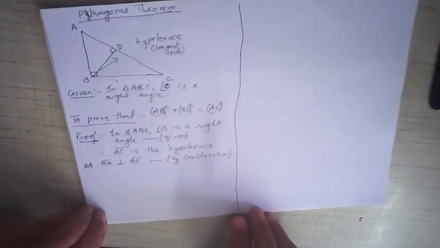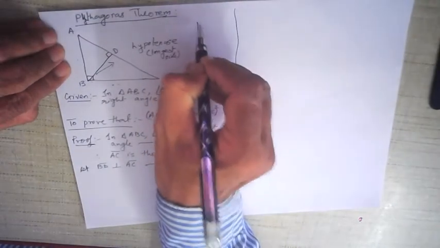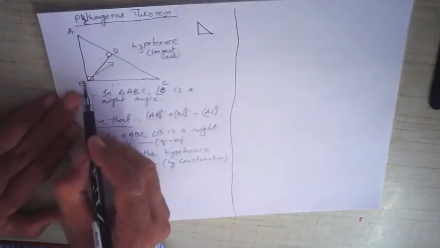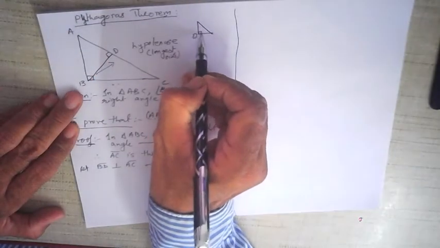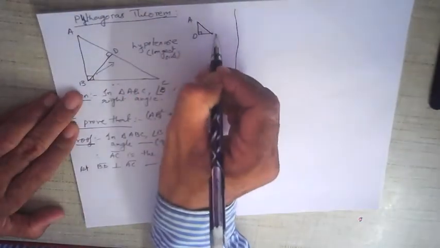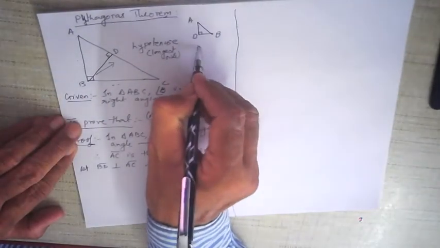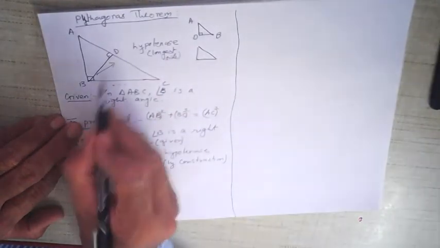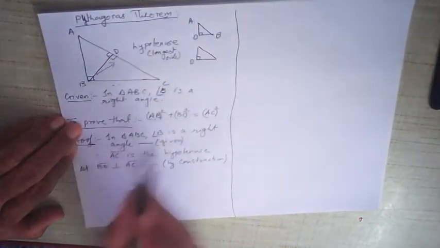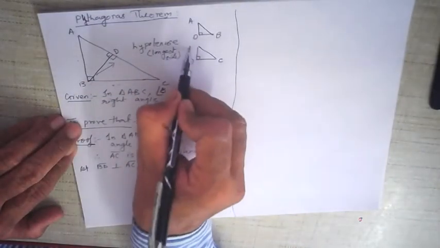Alright, now we simply compare two triangles. See this triangle ABD. Angle B is a right angle, and angle D is a right angle. Now take this smaller triangle. That is also a right angle triangle. Angle D is a right angle, and this is angle C. So let this be C, and this is triangle BDC.